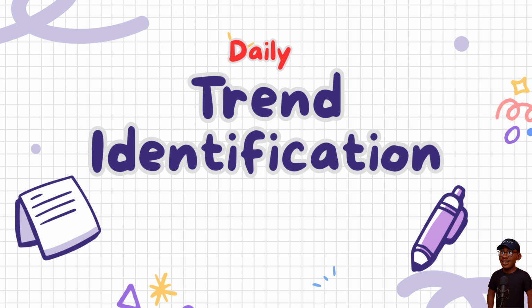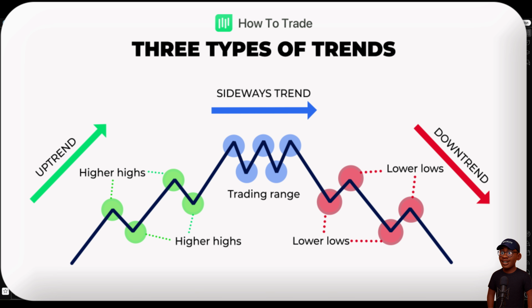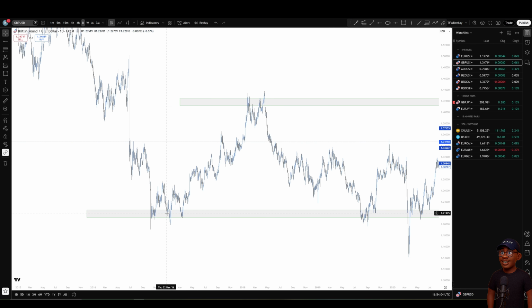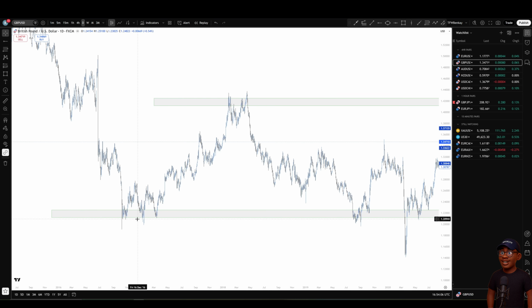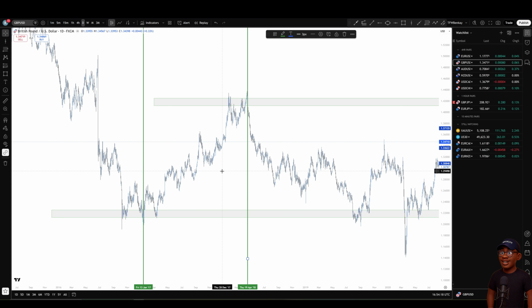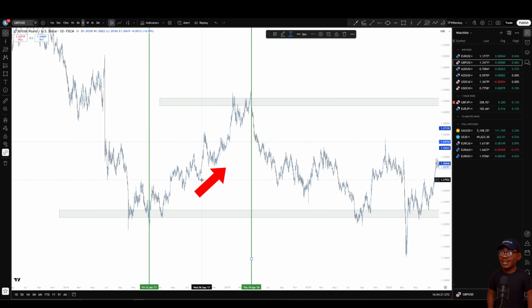If I say the trend, I mean uptrend, downtrend, or the sideways trend, or what people call the ranging market. Okay, so from this point, let me denote it properly, from this point up to this point right there, what trend are we in? You can clearly see that we are in an uptrend because the market is making higher highs and higher lows.